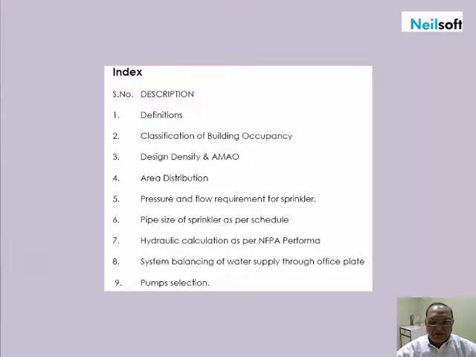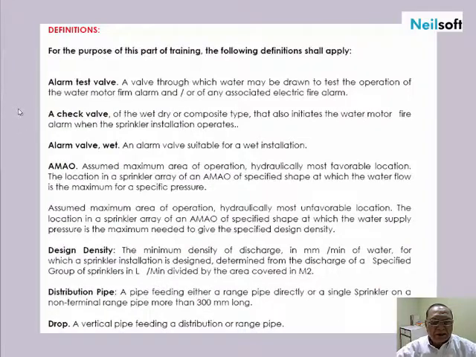definitions, classifications of building occupancies, design density and AMO, area distribution, pressure and flow requirement for sprinklers, pipe size of sprinkler as per schedule, and hydraulic calculation as per NFPA proforma. System balancing of water supply through orifice plate and the pump selection. These are the areas which shall be discussed and explained in the oncoming slides.